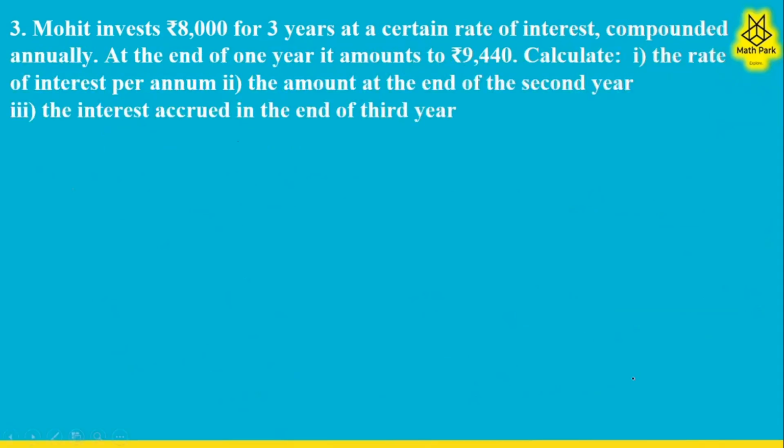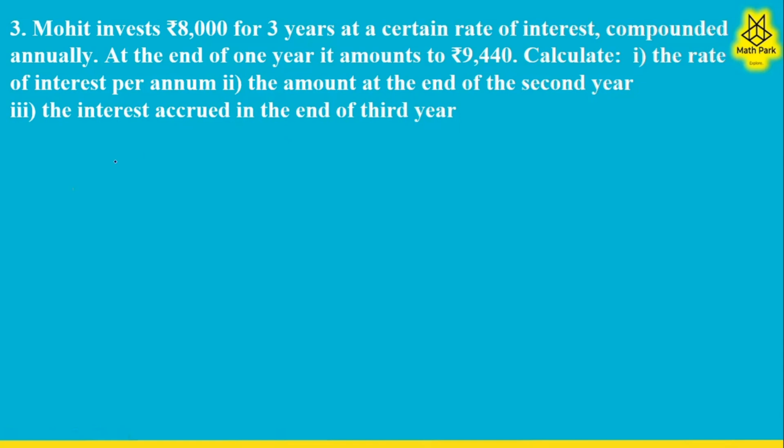Moving to question number 3. Mohit invests rupees 8,000 for 3 years at a certain rate of interest, compounded annually. At the end of 1 year, it amounts to rupees 9,440. Calculate the rate of interest per annum, the amount at the end of the second year, and the interest accrued at the end of the third year.